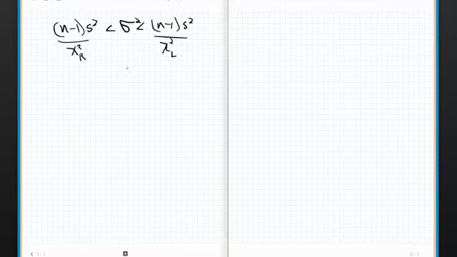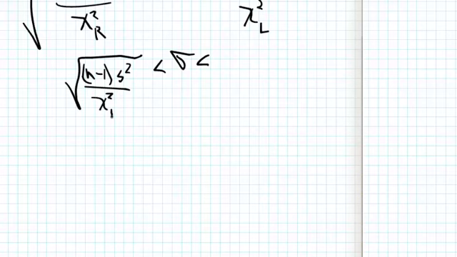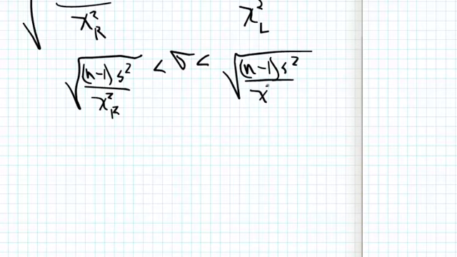I also wanted to make mention that what we really want is sigma. If this gives me the confidence interval for sigma squared, then I just have to take the square root of everything. So I end up with the square root of (n minus 1) times s squared divided by chi squared on the right, because it's the bigger one, and the square root of (n minus 1) times s squared over chi squared on the left, because it's the smaller one, so I'm going to produce bigger numbers.